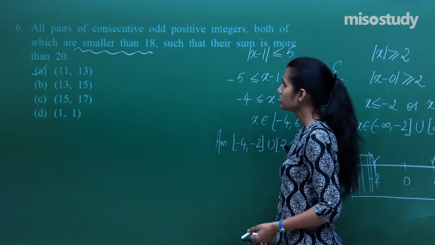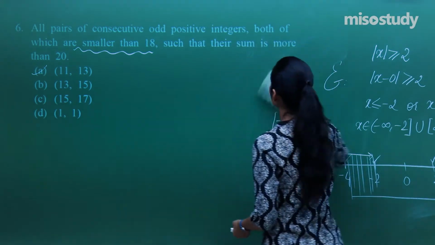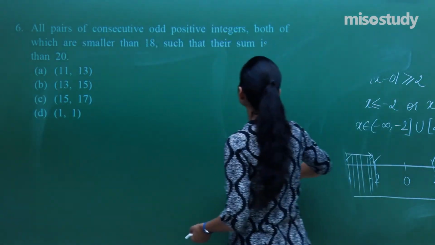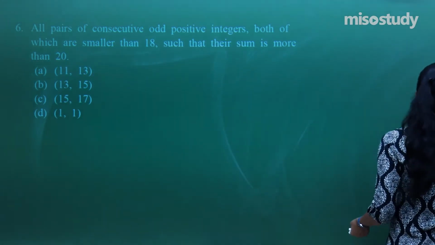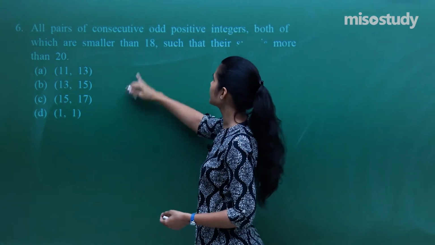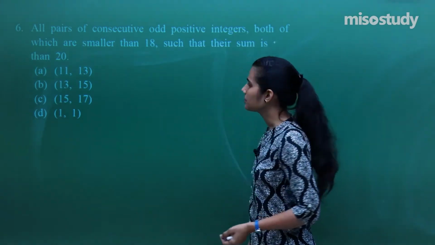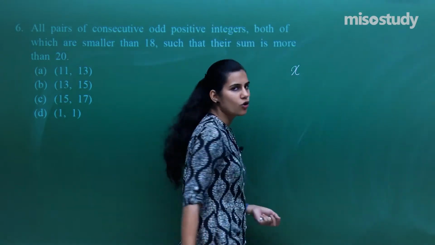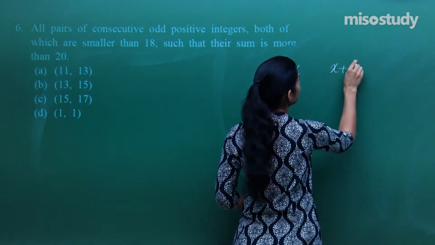Let's talk about the next question. All pairs of consecutive odd integers, positive ones, both of which are smaller than 18, such that their sum is more than 20 are what? Among the options, we have to select those pairs of consecutive odd positive integers, both of which are smaller than 18, such that their sum is more than 20. So if I take x as the first odd positive integer, the next consecutive odd positive integer will be x plus 2.